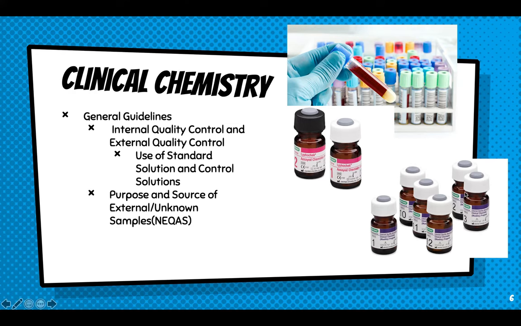Okay, so on the lower right of your screen, these are actually numbered specimens. This is an example of your quality control material for the EQAS or the external quality assurance scheme. As you can see, they are numbered 1 through 12. So you will be doing the external QC in chemistry monthly.